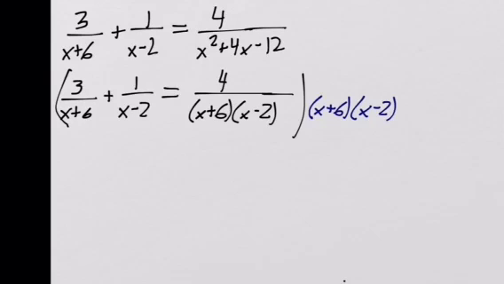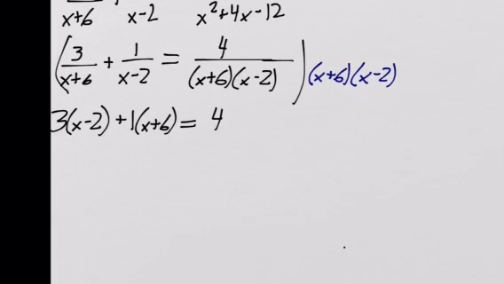So I end up getting, on this first term, the x plus 6 cancels. So I have 3 times x minus 2 plus 1. And on this one, the x minus 2 is going to cancel, so I get x plus 6. And then on the right-hand side, everything cancels, and I just get 4.